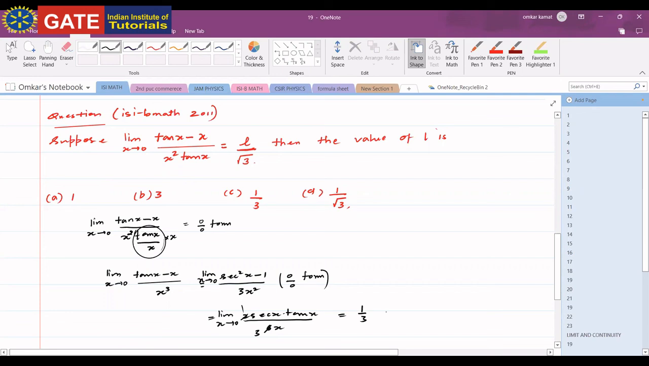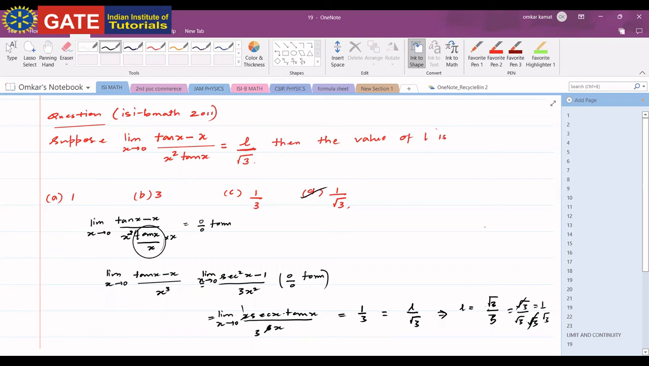Yes, sir. Now they have said this is equal to L by root 3. So what is the value of L? L is equal to root 3 divided by 3. This can be written as root 3 divided by root 3 into root 3, which will get cancelled. Value is 1 by root 3. Answer D. Understood? So what method did you people use?